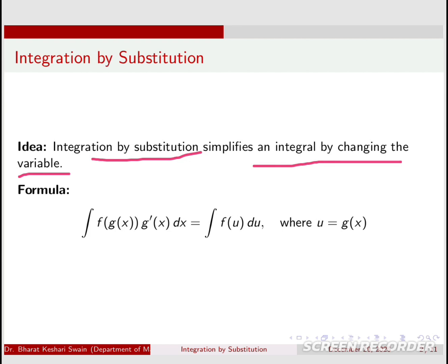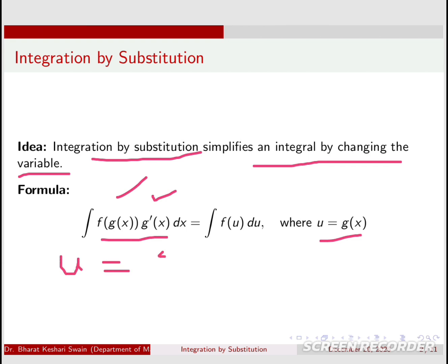If an integral is like this, that means f is a composite function, f is a function of g(x), and g dash is also present over there. So in this case, we can substitute u equal to g(x). So if we substitute u equal to g(x), then what will be the value of g dash x dx?